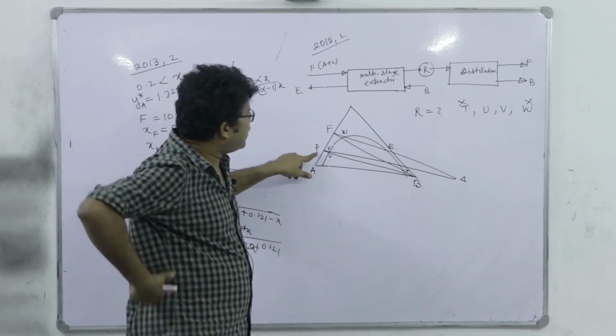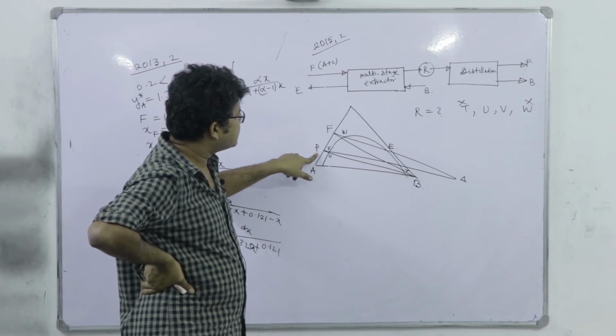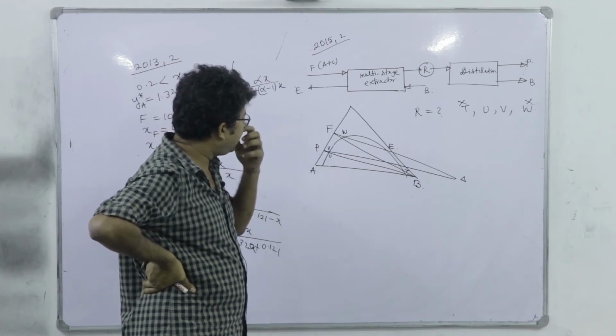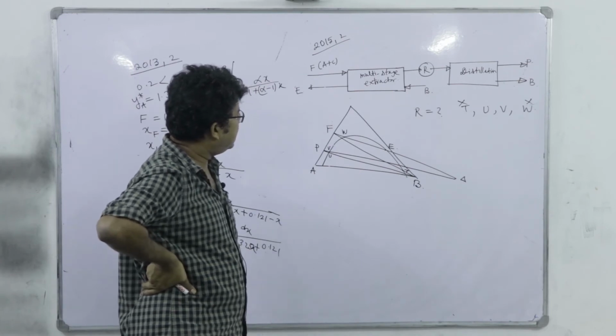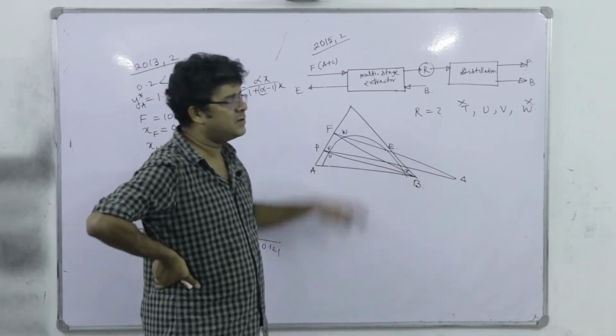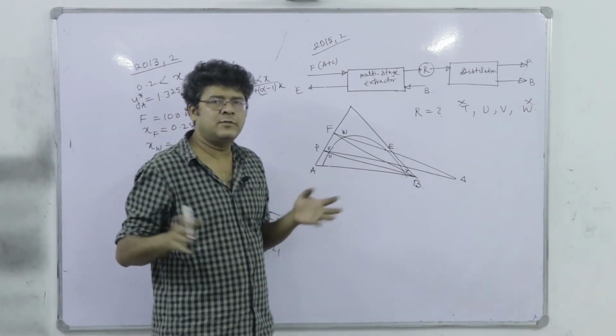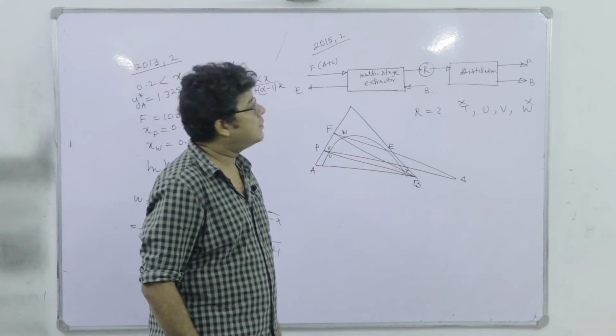Now, P is the product. P is not the raffinate. P is the product. And what is important to note is that in order to solve this problem, you do not have to know the triangular diagram for a multi-stage extraction process.